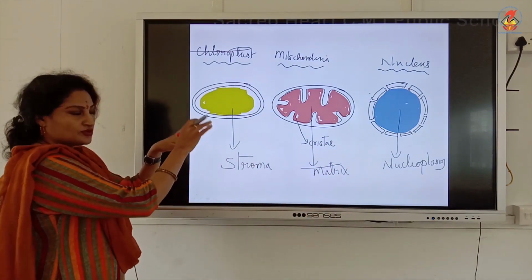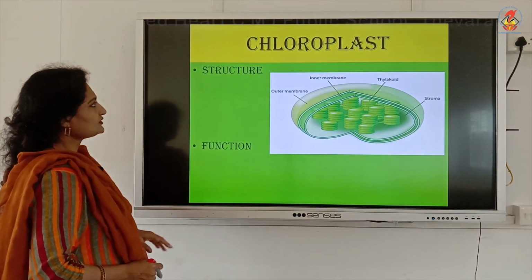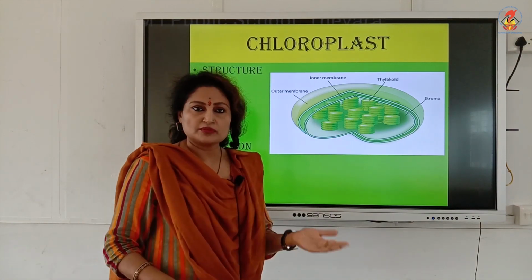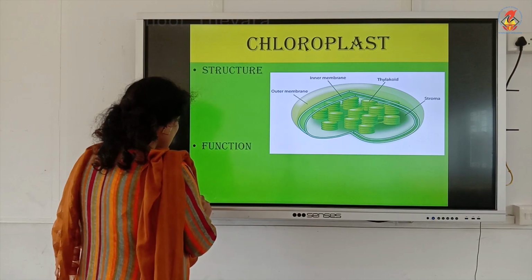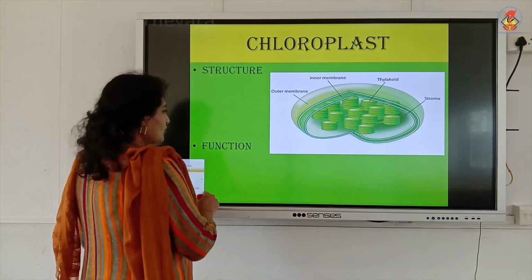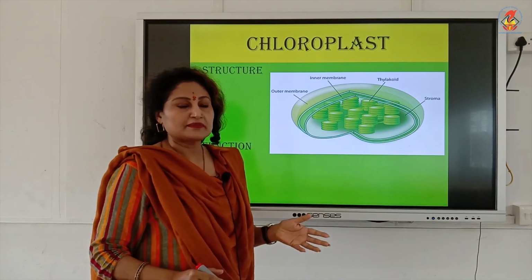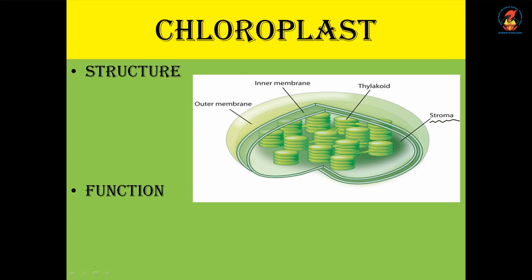Now I'm going to the different organelles specifically. So first let's take chloroplast. As I told you, there is the outer chloroplast membrane and the inner chloroplast membrane. Both are smooth and they surround a compartment called the stroma. Now this is the stroma. See, stroma. Now within the stroma, what is present?